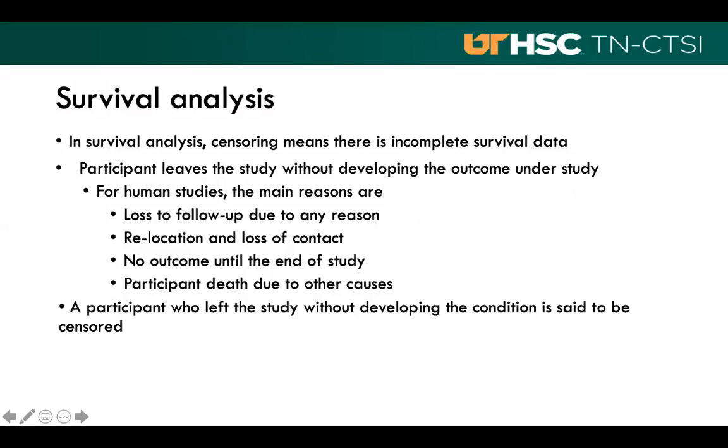For human studies, the main reasons are loss to follow-up due to any reason, relocation and loss of contact with the participant or subject under study, no outcome until the end of the study, or the participant dies due to other causes, or develops other conditions that preclude the first condition from happening. In those situations, we say the participant is censored, which means we have incomplete data about the participant. So a participant who left the study without developing the condition is said to be censored.